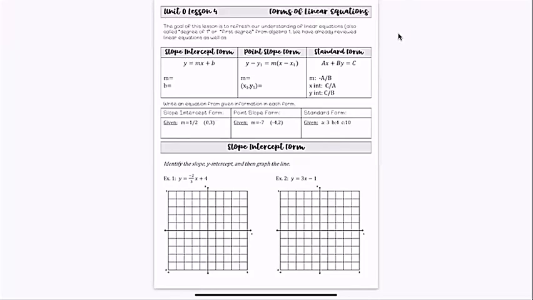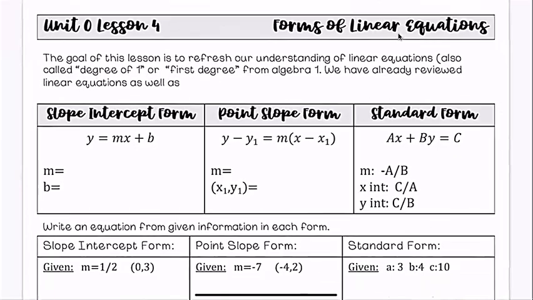Hey, everybody. Here is our next lesson for today. We're going to talk about another review. Remember, Unit 0 is all review. Our next topic here is forms of linear equations. And this is all stuff we've covered in Algebra 1.